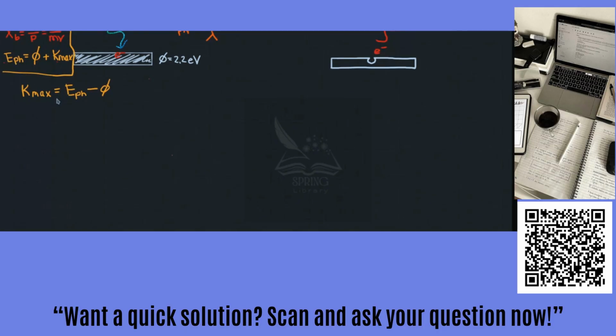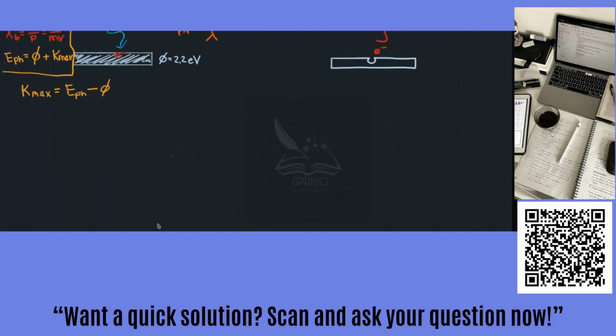But here, we know the kinetic energy of the electron, because we can easily find this: just calculate the energy of a photon. We know this, and we know the work function of the metal. So how can we relate this to the velocity of the electron?